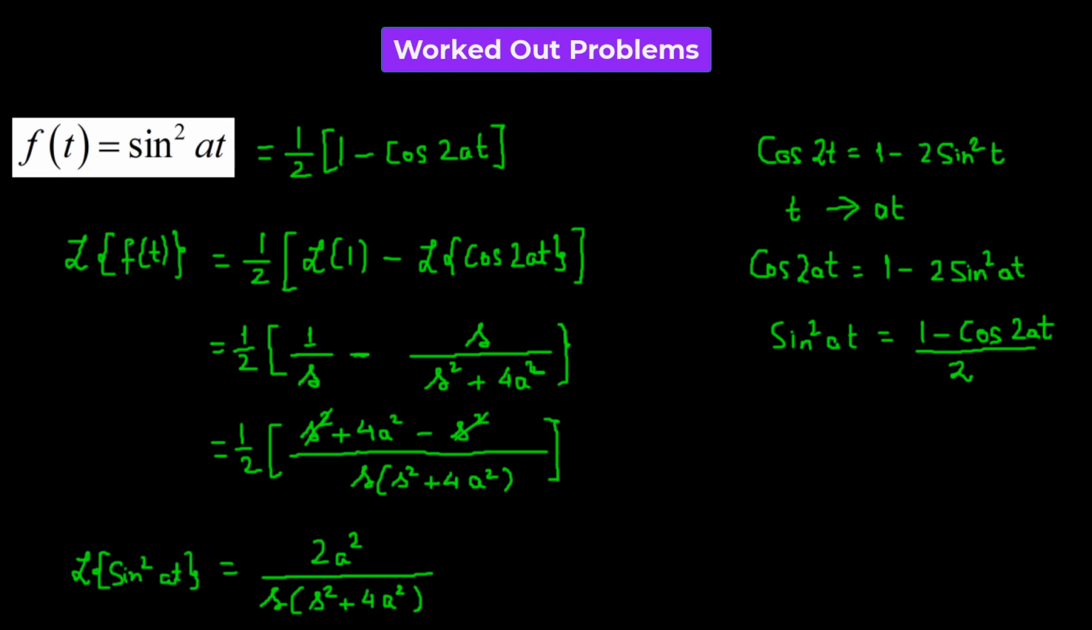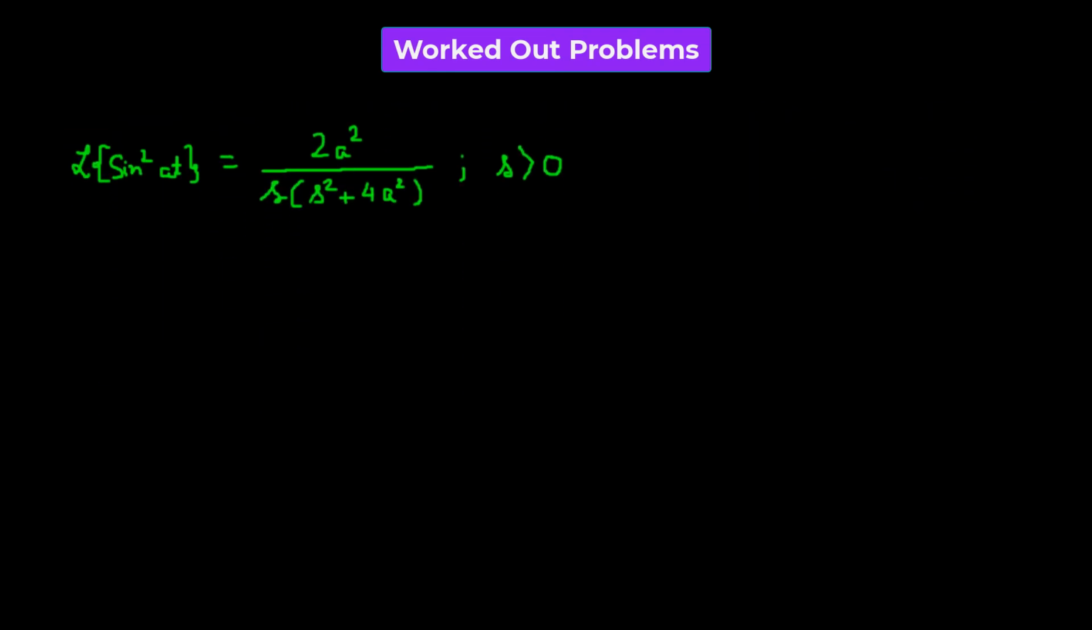And the Laplace transform is going to exist for the values of s greater than 0. Now let's consider some different values of a. So we have already done, if we consider a to be equal to 1, that is going to give us the Laplace transform of sine squared t. And we've already done this problem, so this will be 2 times 1 squared, so that is 2 divided by s times s squared plus 4, since a squared is 1.